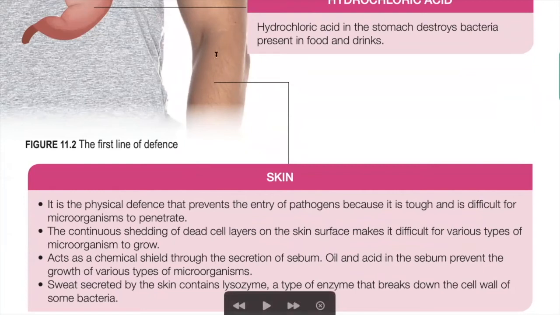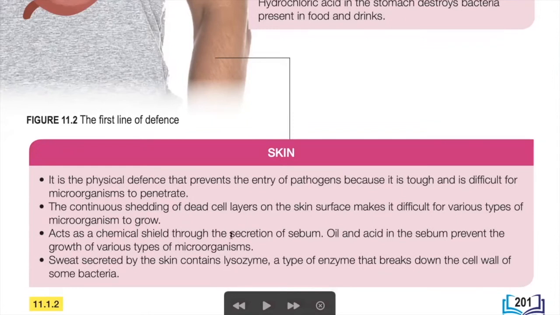So bila kita ada skin ni, skin kita ni akan prevent any microorganism ataupun bacteria from entering our body. Okay, so our skin is made up by dead cell, and it's very difficult. So when we have that cell on the skin, it means that it's very difficult for microorganism to grow. And then it acts as a chemical shield through a secretion of sebum. Sebum, oil and acid in the sebum will prevent the growth of various microorganism.